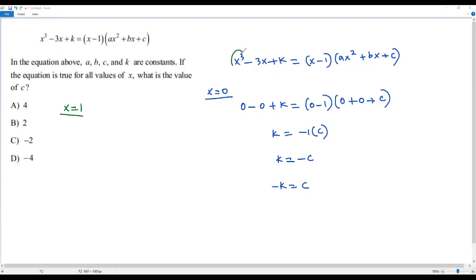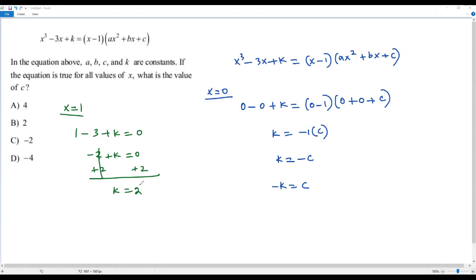When I plug in x equals 1, it will be 1 cubed. 1 cubed is just 1. Minus 3 times 1 is negative 3, plus k. On the right side, when I plug in x equals 1, as I said earlier, it will become 0. When this one is multiplied by this, everything will become 0 on the right side. Here when I combine this 1 and negative 3, I am getting negative 2 plus k equals 0. Let me add 2 to both sides. When I do so, this negative 2 and positive 2 will cancel out. I am getting k equals positive 2. Here I got the value of the constant k, that is 2.